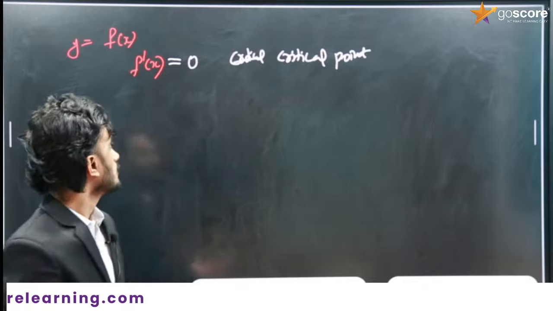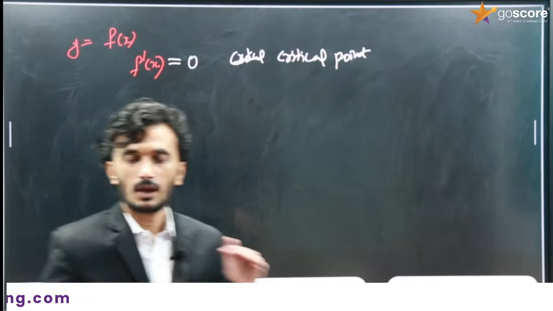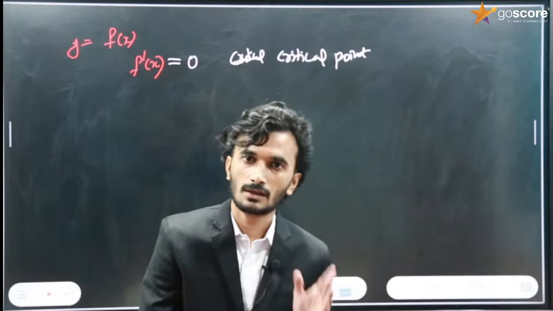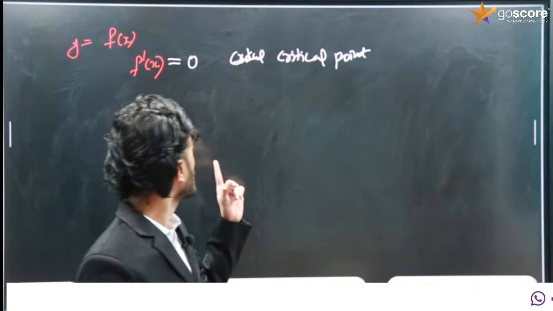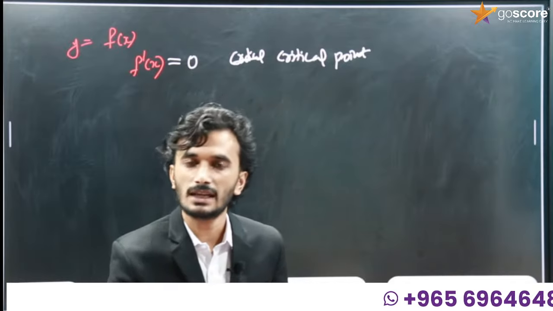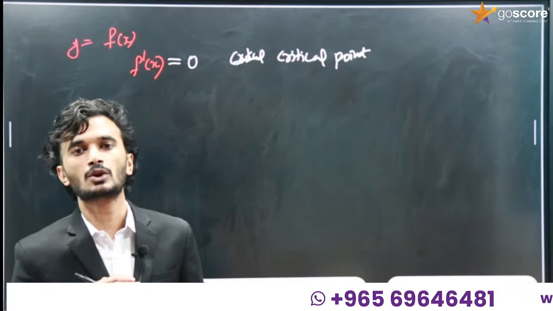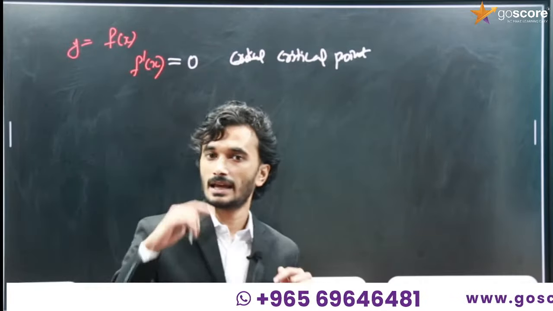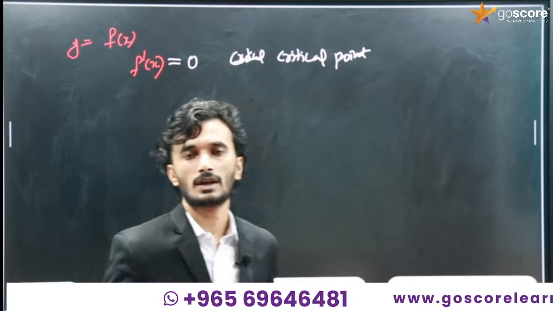Then you got this concept. So in the question, f of x is given. Then we will find f dash x. Then we will equate f dash of x is equal to 0. Then we will find the x value. That value is called the critical point.